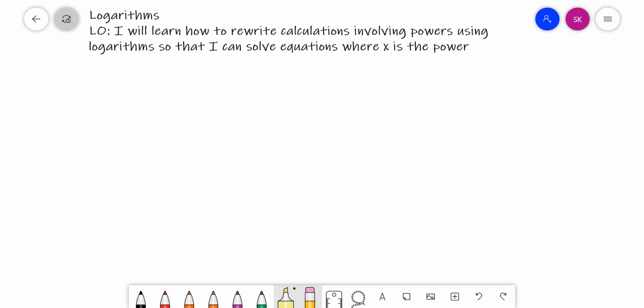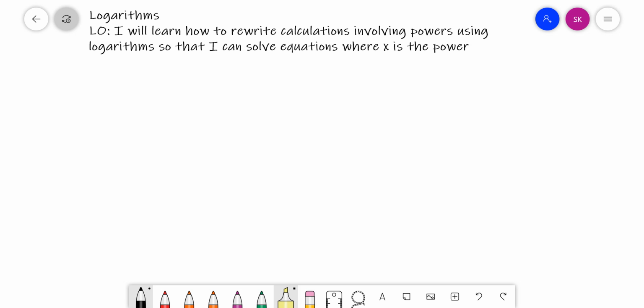This video is the first of a number of videos about logarithms. So the learning objective is: I will learn how to rewrite calculations involving powers using logarithms so that I can solve equations where x is the power. So write that down, then I'll explain what logarithms actually are.